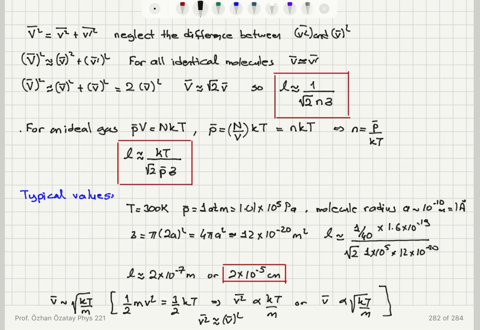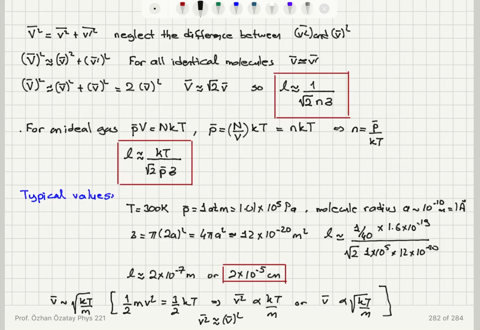and the number density for an ideal gas is P bar over kT using the ideal gas law. So the mean free path has the following dependencies. It's proportional to kT over P bar sigma. And for typical values, room temperature, atmospheric pressure, the mean free path appears to be 2 times 10 to minus 5 centimeters, assuming a molecule radius of 1 angstrom, 2 Bohr radii.